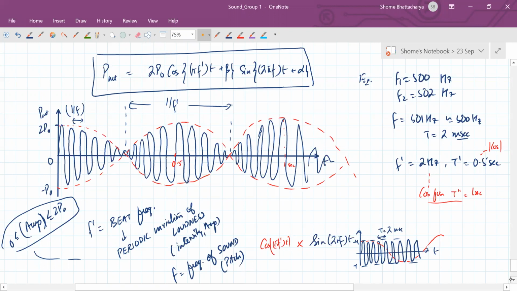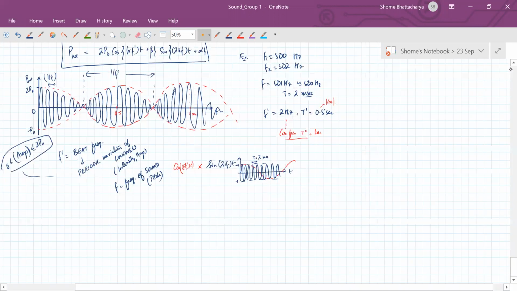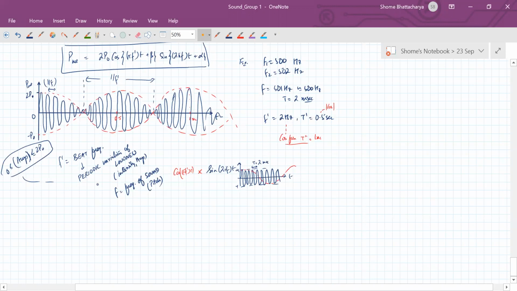Okay, now so that's all about beats. In terms of formula and application, it's very simple. You have to just remember that beat frequency is given by the difference of the two frequencies. You can take the mod, whichever is larger. And the audio frequency or the pitch of the sound is f1 plus f2 by 2, the average of the two. So this is the frequency of the sound you hear, and this is the beat frequency you hear.